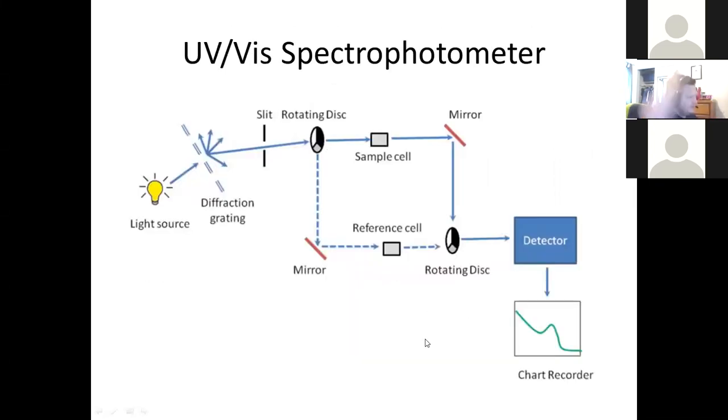So this is done through a UV-vis spectrophotometer. This is a double beam instrument, which is the most common type that you see used in research. They're typically more accurate than a single beam instrument like the one you used for a previous lab.